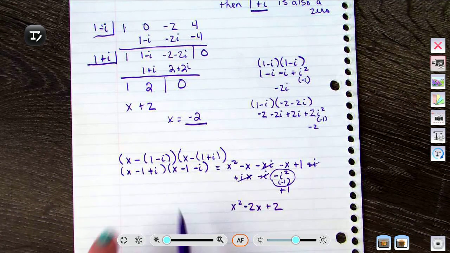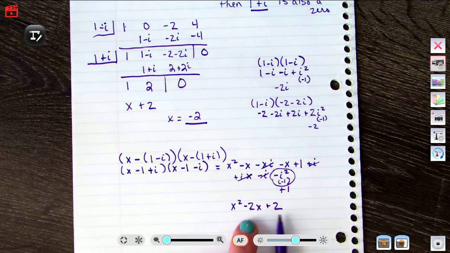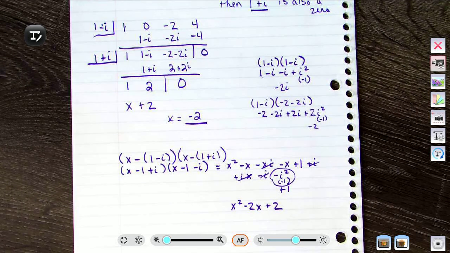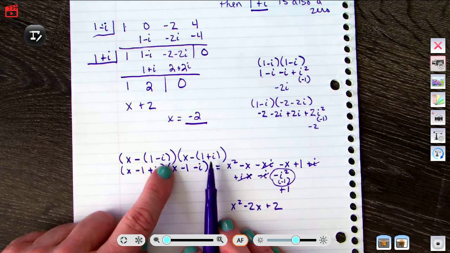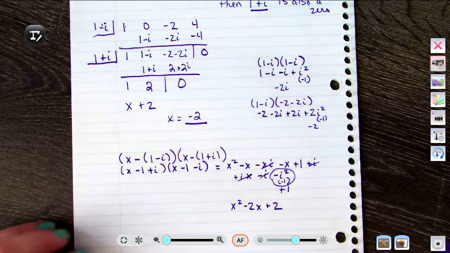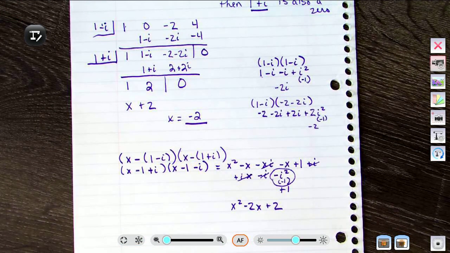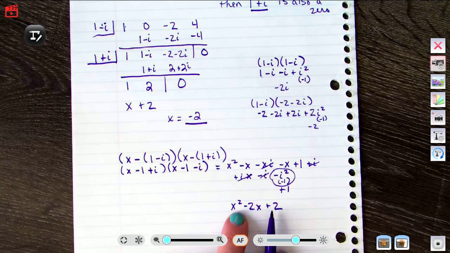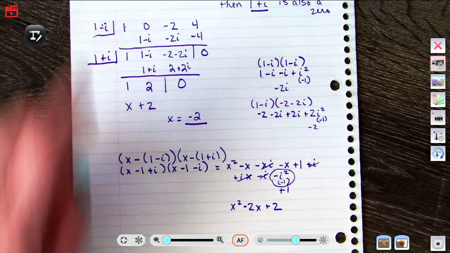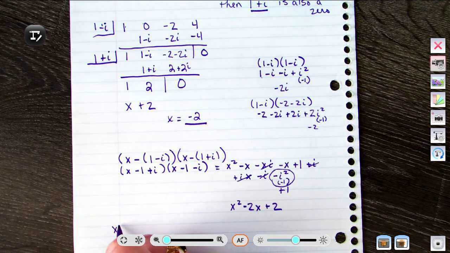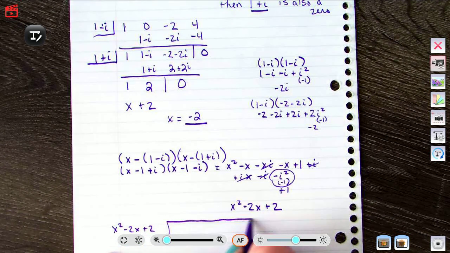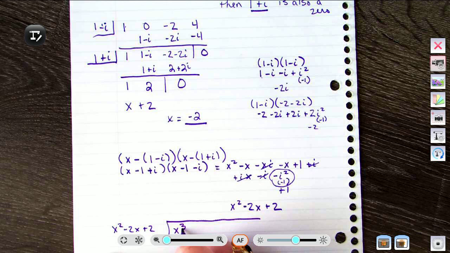And so when you multiply these two together, you will get a nice quadratic that if you were to go into the quadratic formula, you would get those zeros. So you can kind of double check yourself. And now what I'm going to do is divide this into what we started with. So we're going to take that x squared minus 2x plus 2, and we're going to divide it into x cubed minus 2x plus 4.